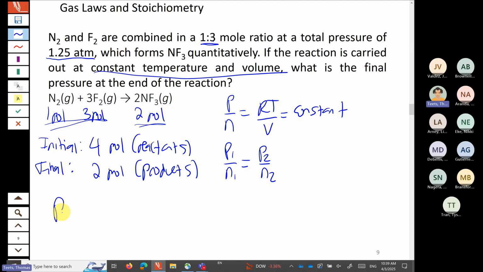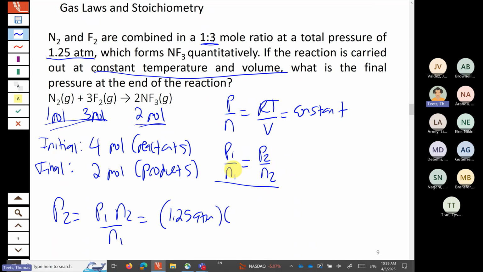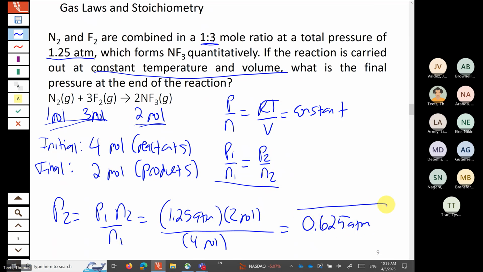So the final pressure would be the initial pressure times the ratio N2 over N1, just rearranging this relationship here. The initial pressure was 1.25 atmospheres at the start, and then the number of moles that we just figured out: at the end of the reaction, we had 2 moles of gas, and at the start of the reaction, we had 4 moles of gas. So when we calculate that out, the final pressure would be 0.625 atmospheres. So we have half as much gas at the end of the reaction as we started with, which means the pressure would also be cut in half.